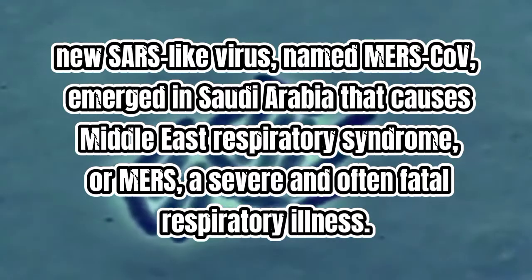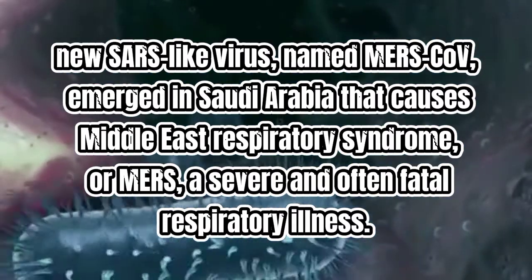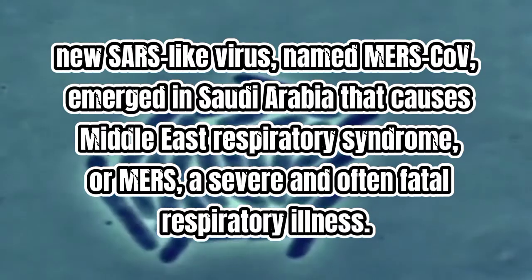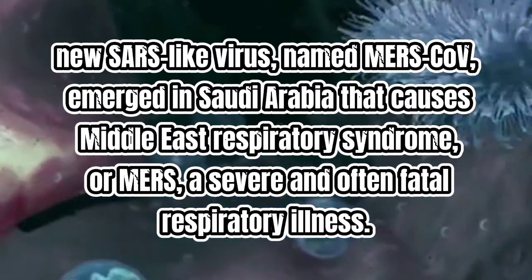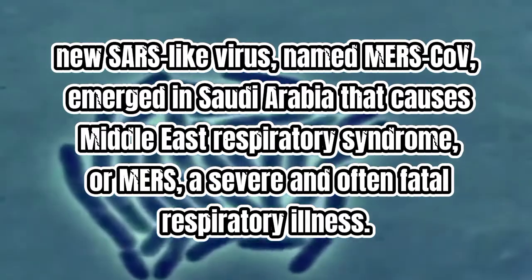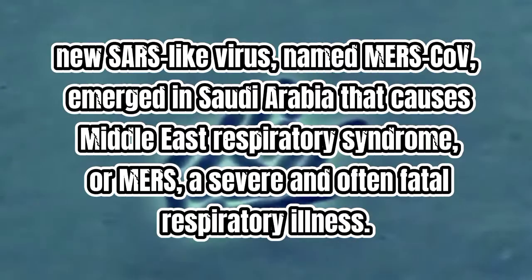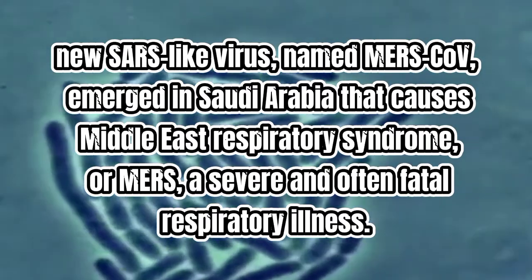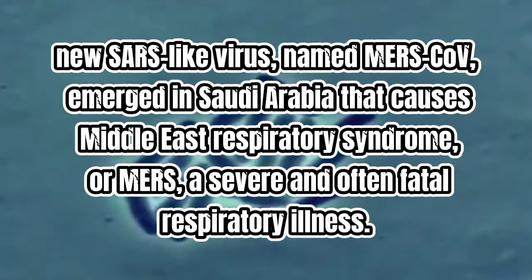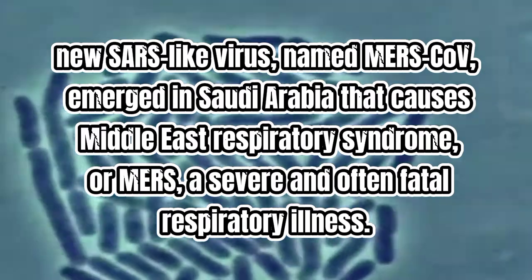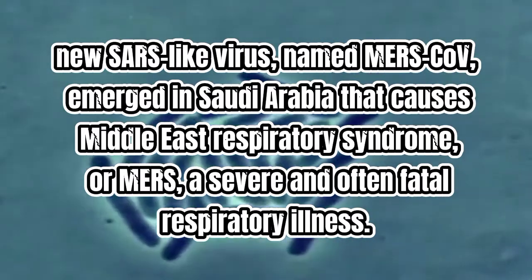Recently, a new SARS-like virus named MERS-CoV emerged in Saudi Arabia that causes Middle East Respiratory Syndrome, or MERS, a severe and often fatal respiratory illness. MERS has spread to other countries in the Middle East as well as countries in Europe, Asia, and North America, including the United States. Infection occurred through direct contact with an infected animal, a camel, or person. But if the virus were to adapt to humans, over time, it could spread more easily from person to person.